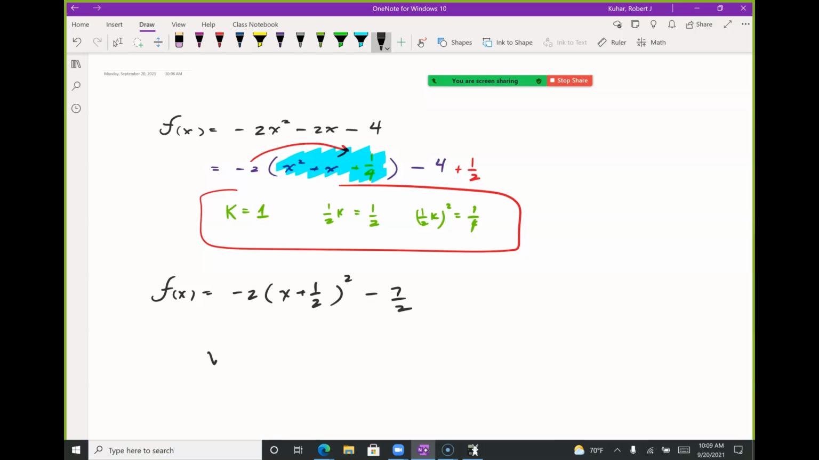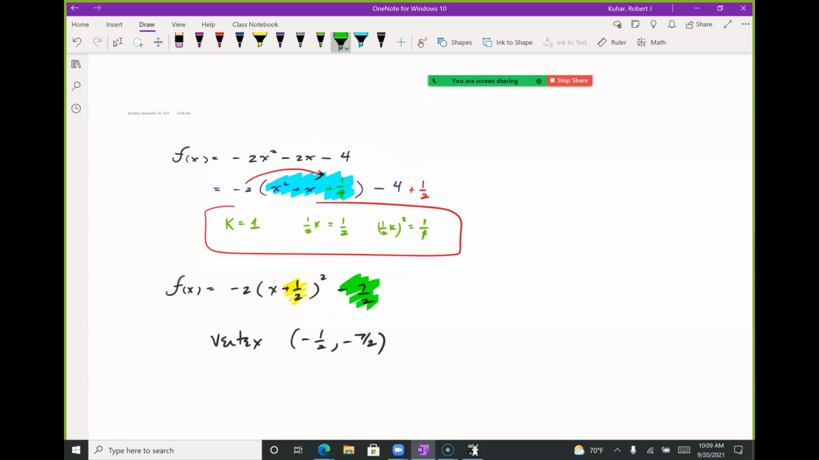And so now my vertex is what? Minus 1/2, minus 7/2. Remember my little saying, x's behave inversely, y's are direct. X's are inverse, y's are direct. So I take the opposite of that x value, and I keep the y value to get my vertex.